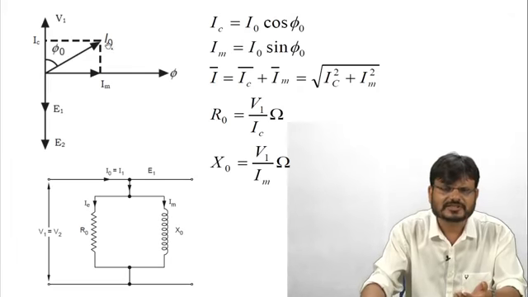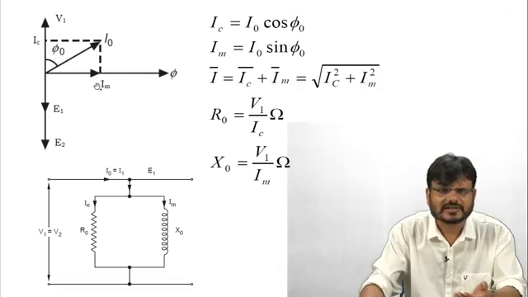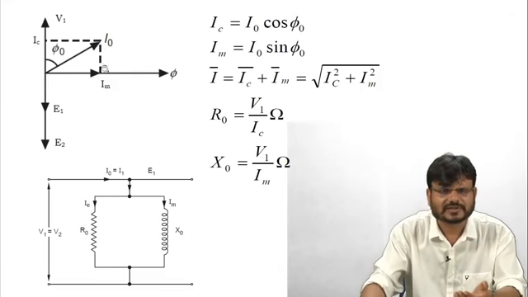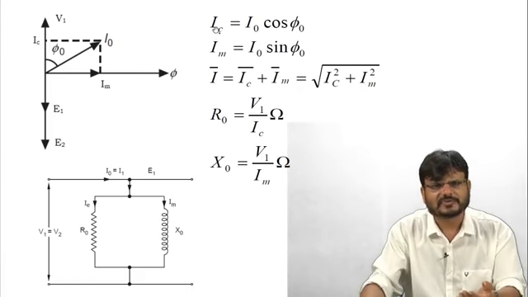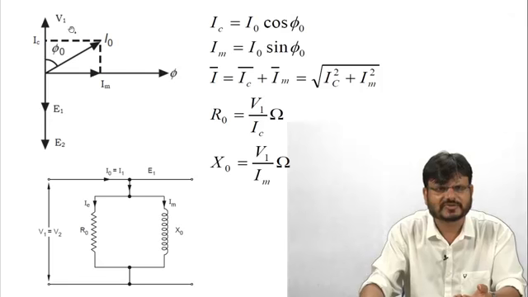If you have a value of this I naught, you can also calculate the components of no load current, that is the magnetizing current IM and IC. So what is the value of IC? IC is I naught cos phi naught, and IM is I naught sin phi naught. So you have two values, IC and IM, or you can say that I naught is the phasor sum of the magnetizing current plus the IC core loss current. So now you have a value of IC, IM, V1, and phi naught.